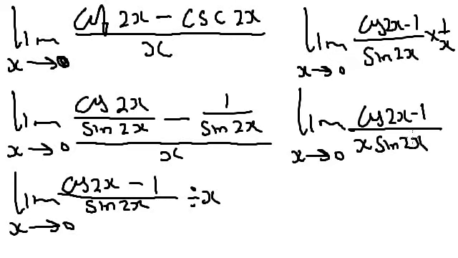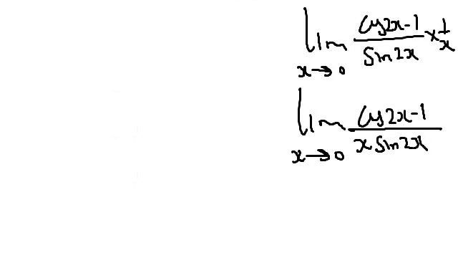Now, since the denominator is in terms of sin 2x, let's find a way to manipulate this numerator to be in the form of a sine function. So what should we do? Well, let's go back to our three identities. That is why I said those identities are very, very important in problems involving limits of trigonometric functions.